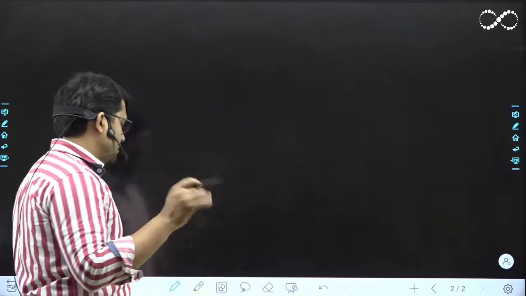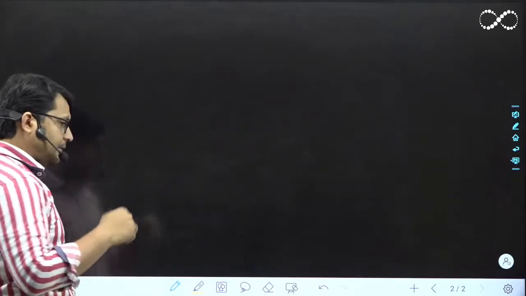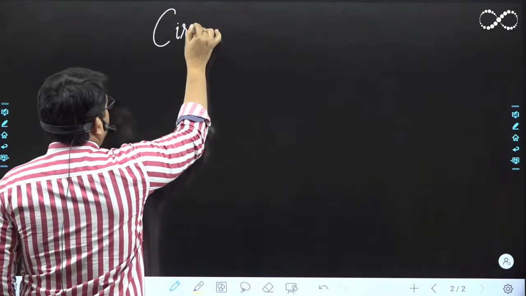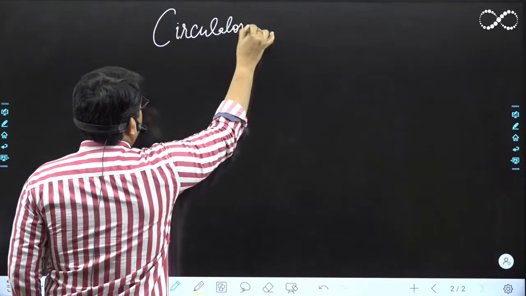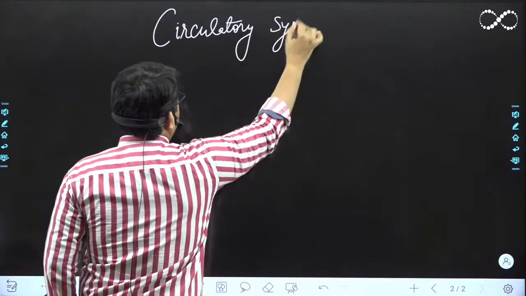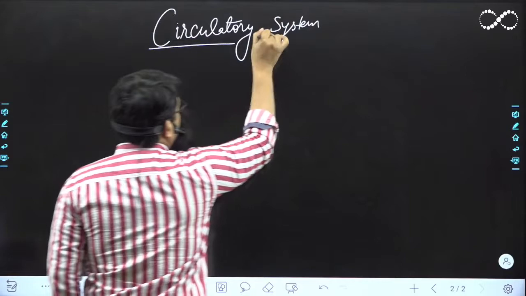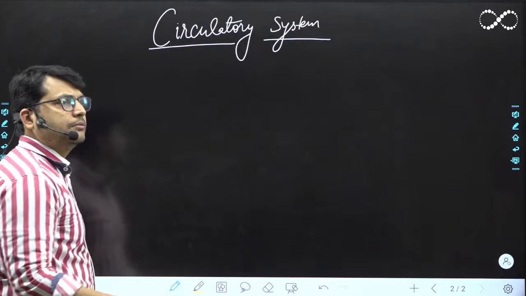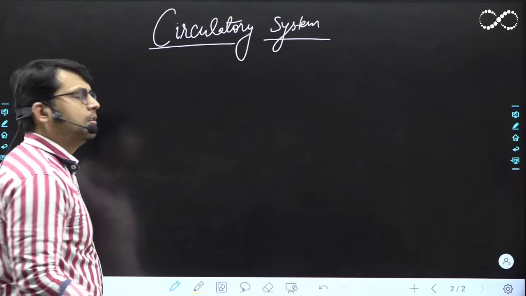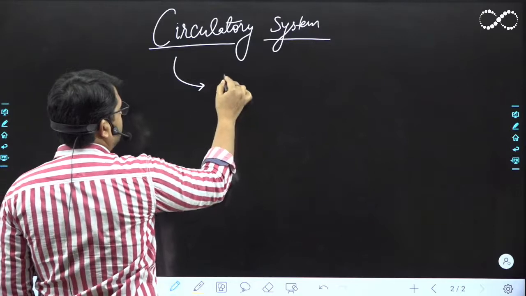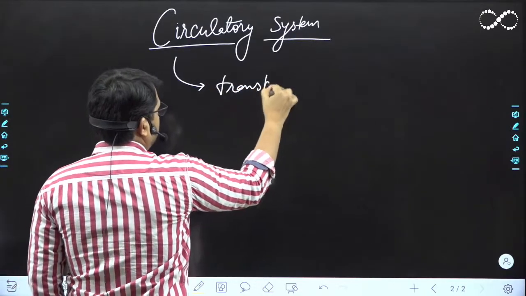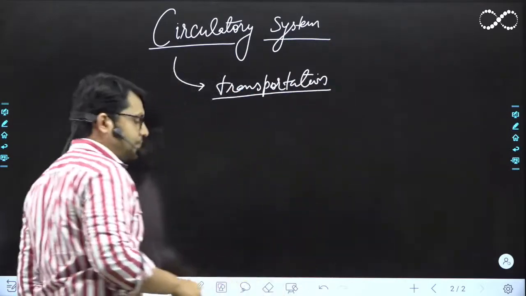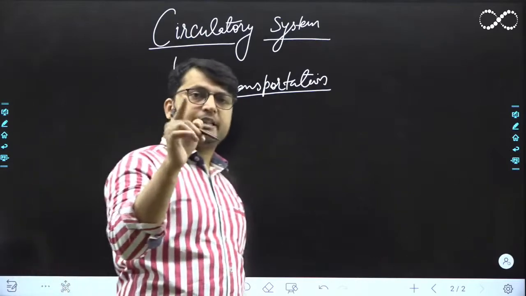Now let's look at the circulatory system. Okay. देखो, सर्कुलेटरी सिस्टम का एक ही फंक्शन होता है, transportation. Okay, the whole purpose of circulatory system in our body is transportation.